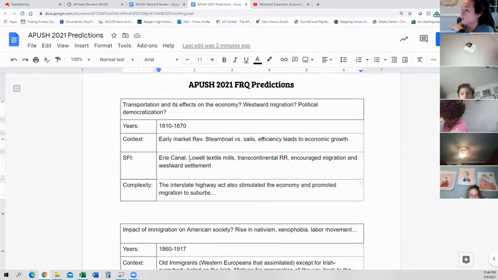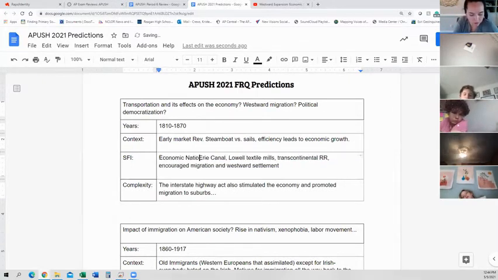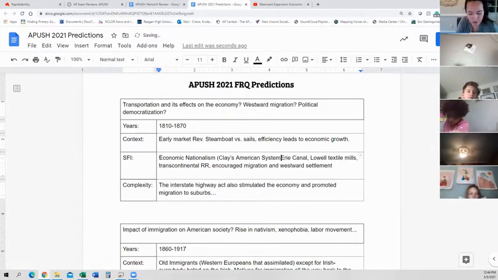So, the Erie Canal. When looking at how the economies were different, this is a period of time with economic nationalism. I'm actually going to write that down. Good. So like Henry Clay's American system. You guys remember that?